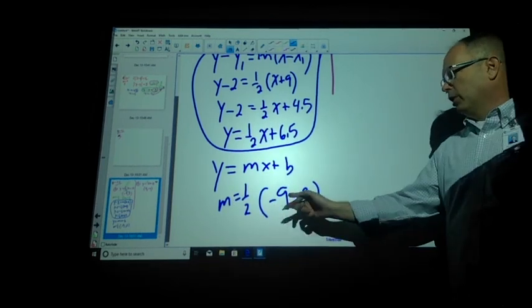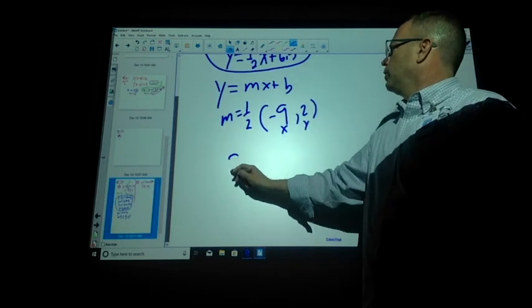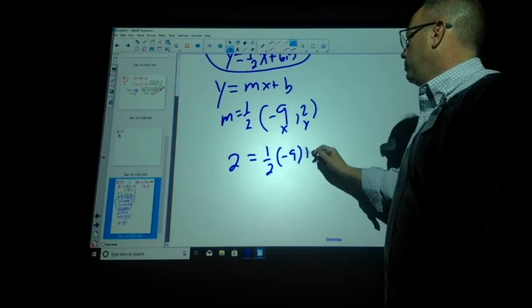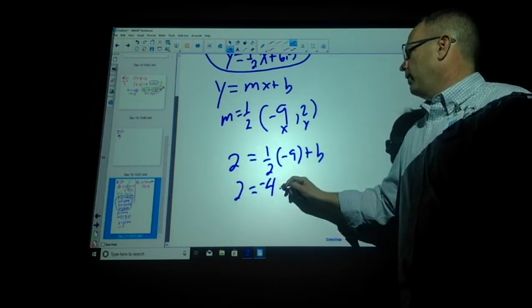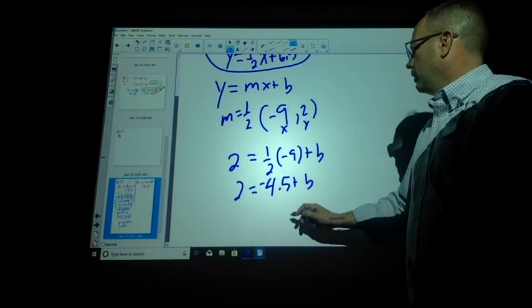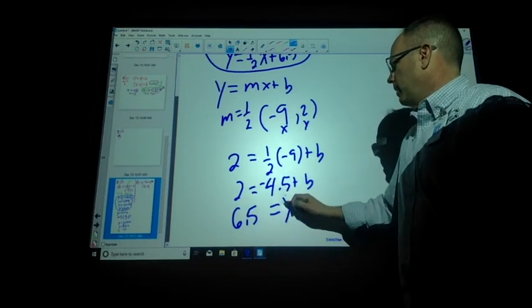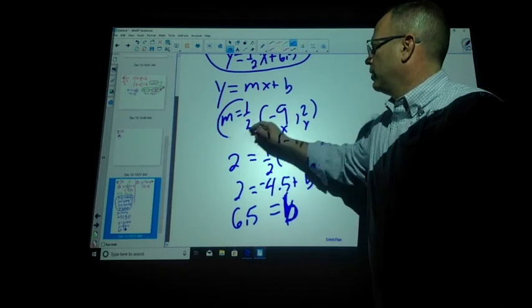Okay, that means you're going to plug this x and this y in. So you're going to get 2 is equal to 1/2 times -9 plus b. So 2 is equal to -4.5 plus b. So add 4.5, so I get 6.5. So my b value is now 6.5, and my slope is this.